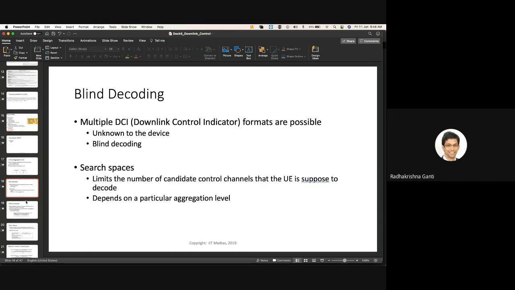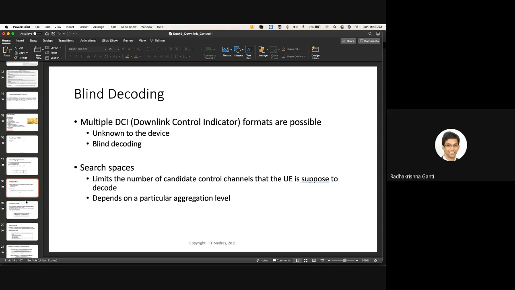So what they decided was, they said that we'll define something called a search space for a particular format or a particular type of transmissions. Okay, so the search space in some sense restricts the number of candidate control channels that the UV is supposed to decode.